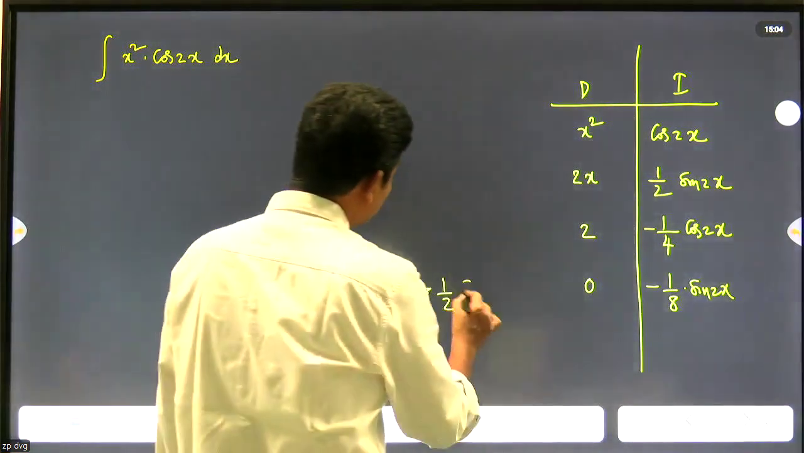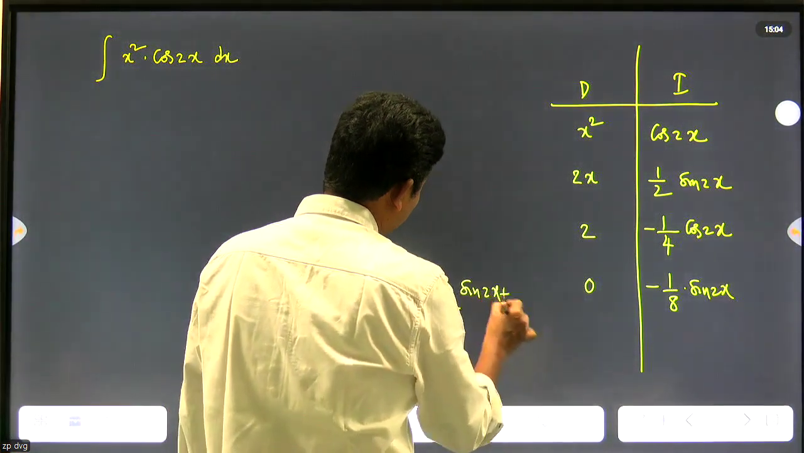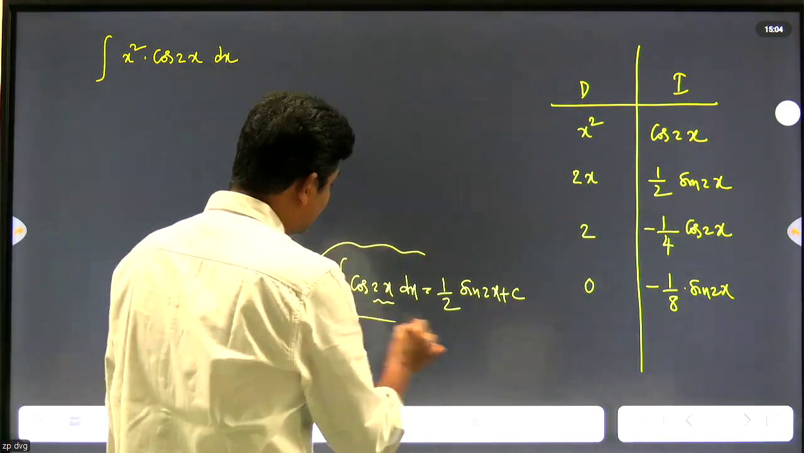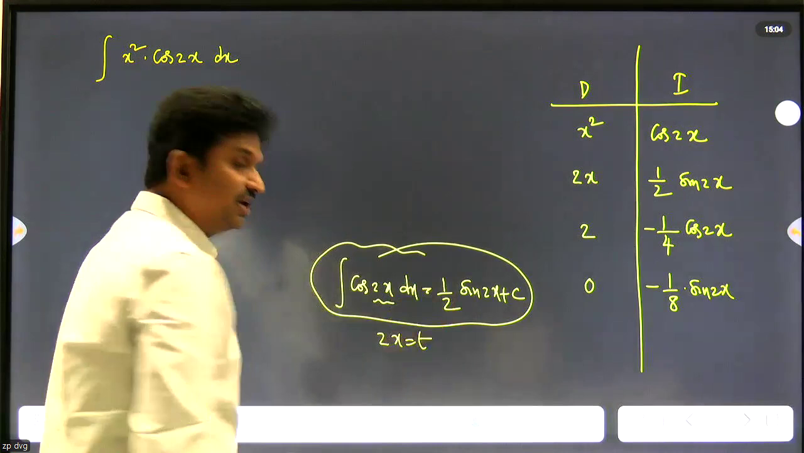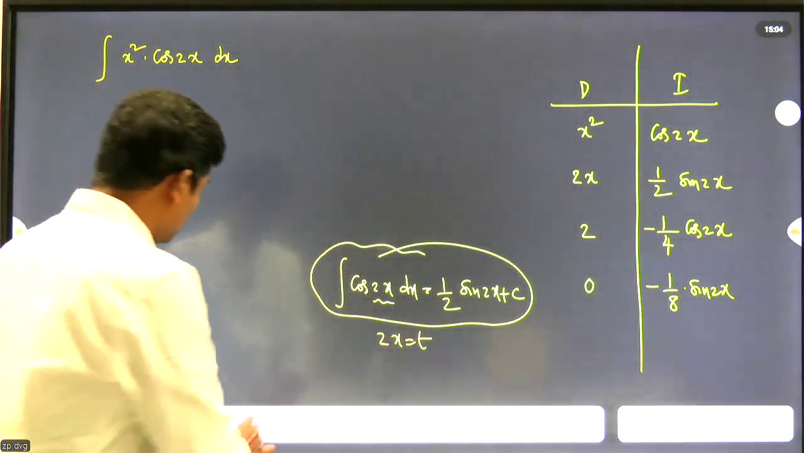Here cos 2x is there, na? So we'll write sin 2x. Actually, this is the shortcut trick. The actual method is the substitution method. We'll take 2x equal to t, differentiate, and do this problem. That is the actual method. Okay.